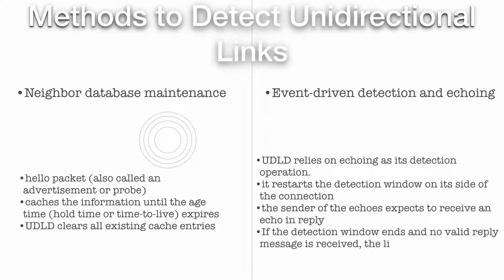If the detection window ends and no valid reply message is received, a link might shut down, depending on the UDLD mode. When UDLD is in normal mode, a link might be considered undetermined and might not be shut down. When UDLD is in aggressive mode, a link is considered unidirectional, and the port is disabled.